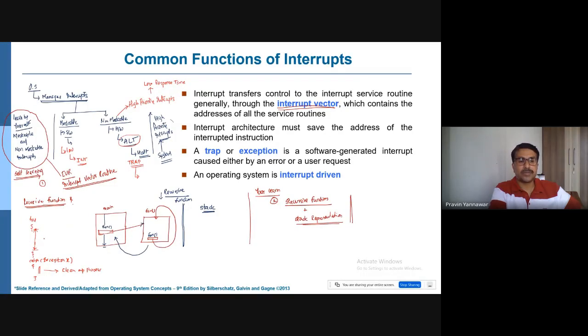Say if it is a divide by 0. Divide by 0 abnormally terminates the program. Wherever it comes, it abnormally terminates the execution of the code. How can this be handled? Say for example, you define integer a equals 10, integer b equals 2, and integer c equals a by b minus b.